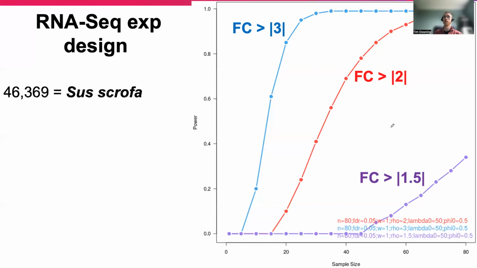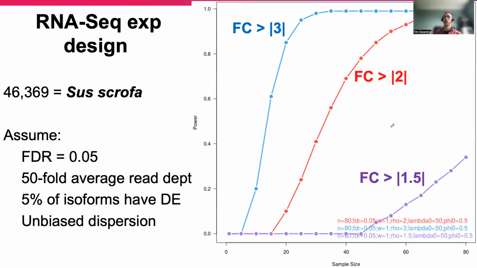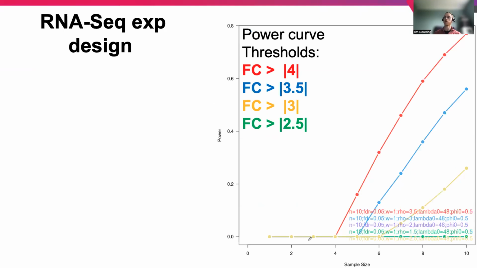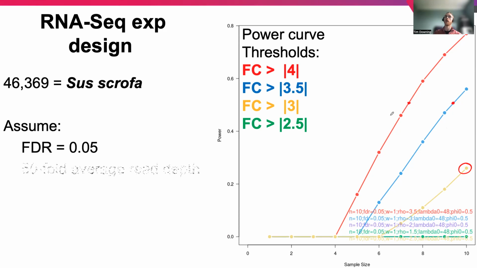For Scrofa, it's similar, as you can see from this diagram here. What we see here is that our power is slightly lower. You can see there that it passes the 50% power threshold around here, so about 35. What you see when you zoom into the samples less than 10 is that for a fold change threshold of 3, we don't have much power. For a fold change threshold of about 3.5, we need at least 10 animals per group. And then for a fold change threshold of 4, we need at least 7 animals per group.